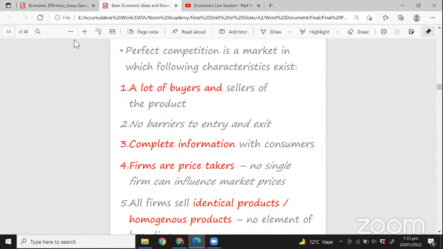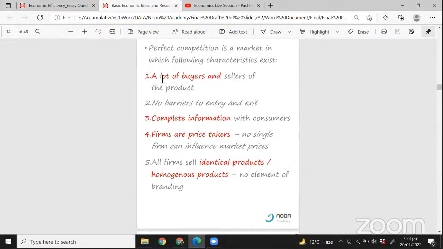So the first characteristic, students, is that there are a lot of buyers and sellers of the product, right? Second characteristic is that there are no entry and exit barriers. What are entry and exit barriers? You would remember that if there is any constraint or obstacle that makes it difficult for new firms to enter the market, that's an entry barrier, right? So in perfect competition, there are no entry and exit barriers.